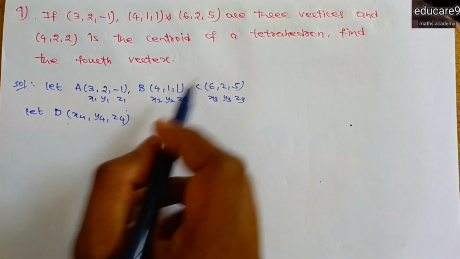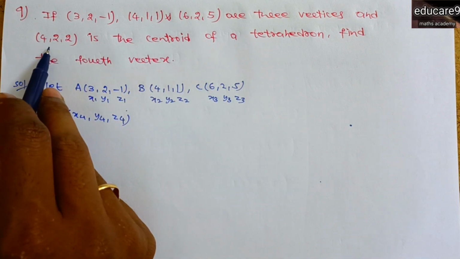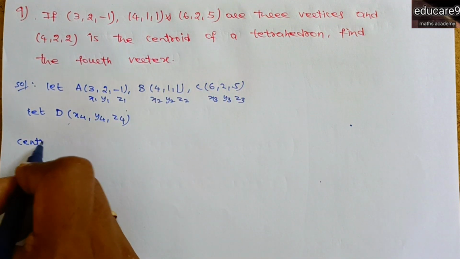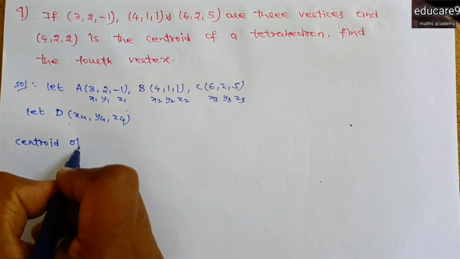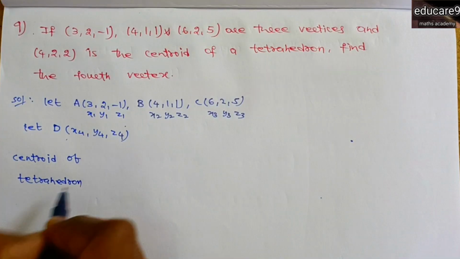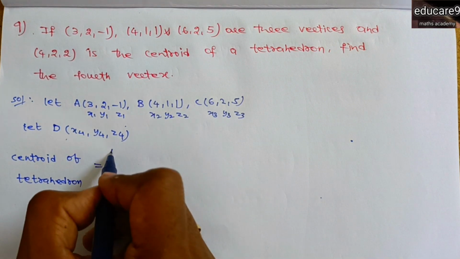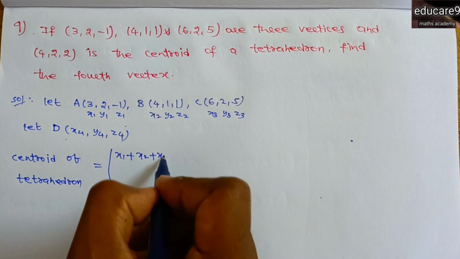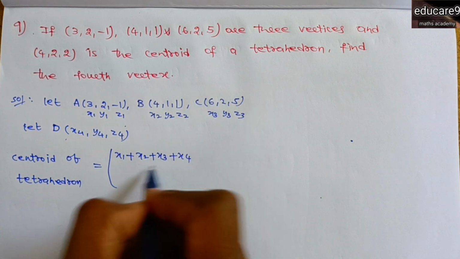And the centroid of the tetrahedron is (4, 2, 2). We know that the centroid of a tetrahedron, so what is the formula? Which is equal to x1 plus x2 plus x3 plus x4 by 4.